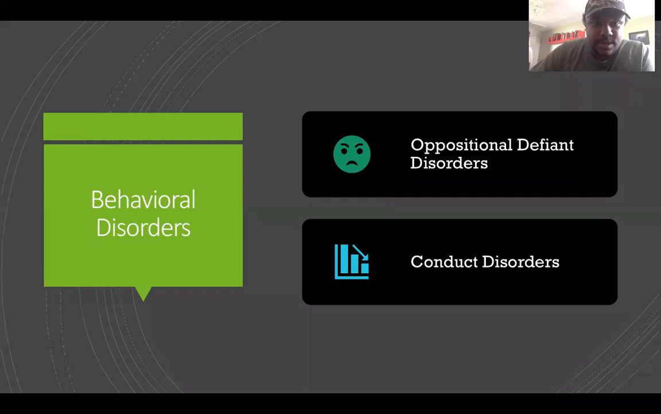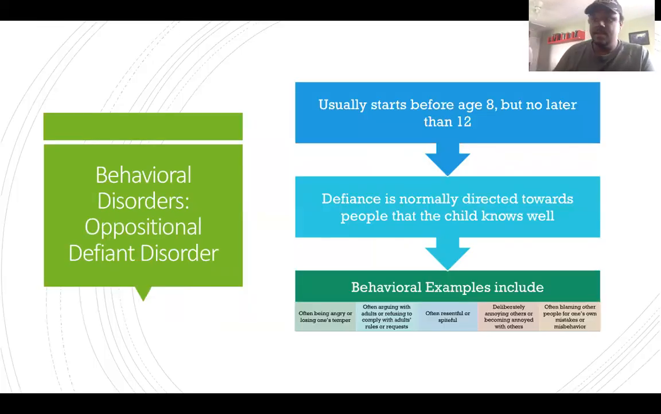The first thing that we are going to look at is the behavioral disorder side of things. So we have oppositional defiant disorders and we have conduct disorders. Behavioral disorders and oppositional defiant disorder are listed as usually starting before the age of 8, but no later than the age of 12. Defiance is normally directed towards people who the child knows well. So typically the opposition and the defiance isn't directed towards strangers who they don't know. They still have that kind of childlike shyness when it comes to new people, but if they know the person, they interact with the person throughout the day, typically that's the people who they feel the most comfortable with and where this is really going to come out the most.